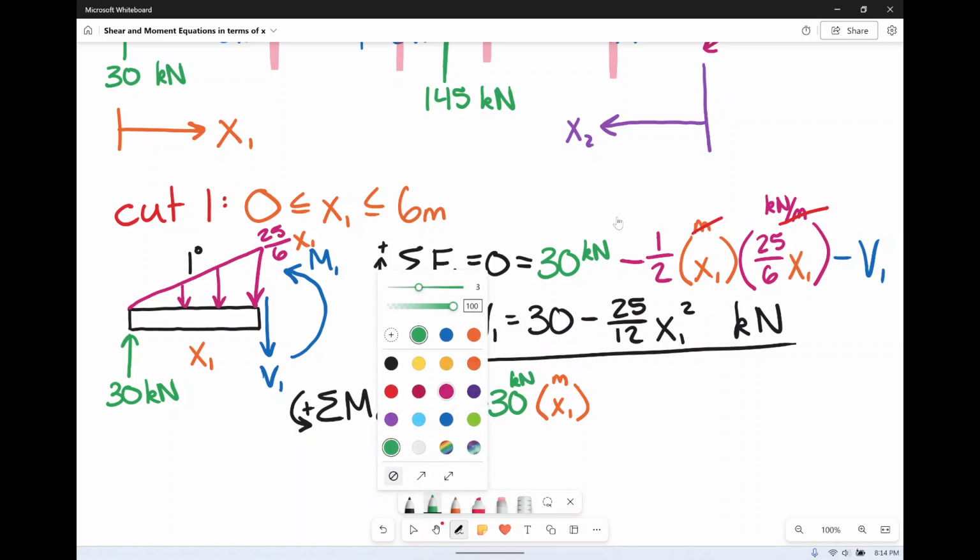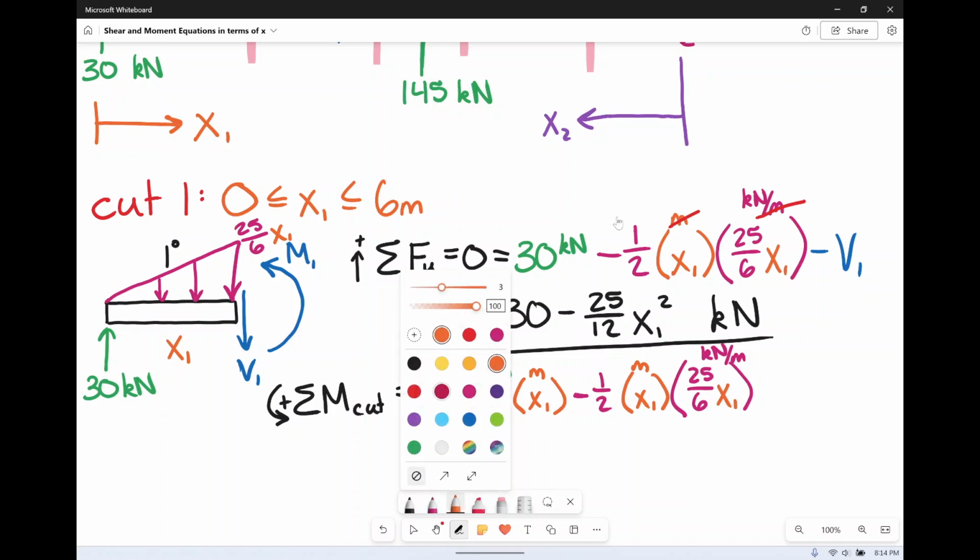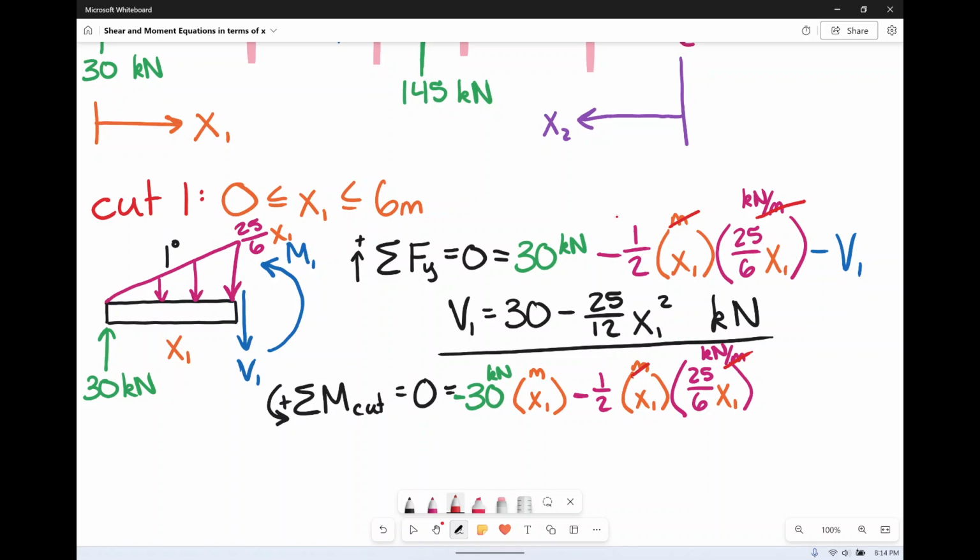Now we're going to do the distributed load. The distributed load, first up, force. The force of this distributed load is going to be the area under the curve. 1/2. The base is x1 in meters. The height is 25 over 6 x1. And this is in kilonewtons per meter. So again, those are going to cancel out. Right, those meters are canceling. We're in kilonewtons. Kilonewtons is not moment.